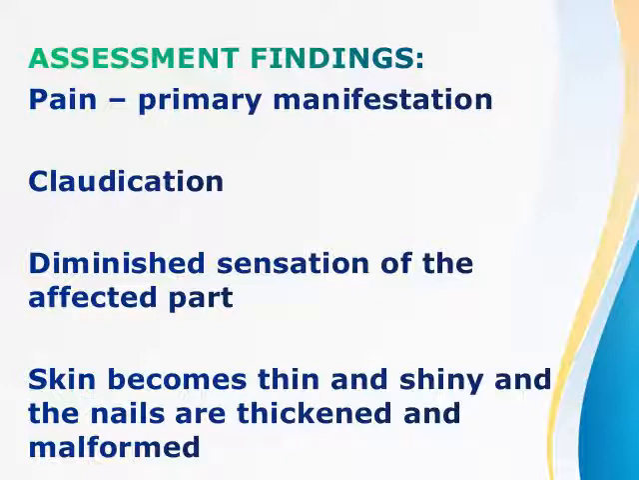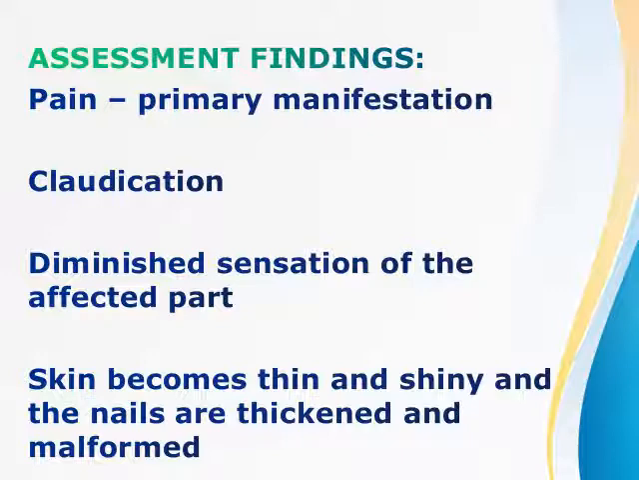They will have intermittent claudication, which is the cramping pain in your calves and feet or the forearms and hands, and rest pain in the fingers and toes may occur. The pain on exertion is induced by exercise. Then there seems to be a diminished sensation on the affected part because of decreased peripheral blood flow. The skin becomes thin and shiny, and the nails are thickened and malformed.